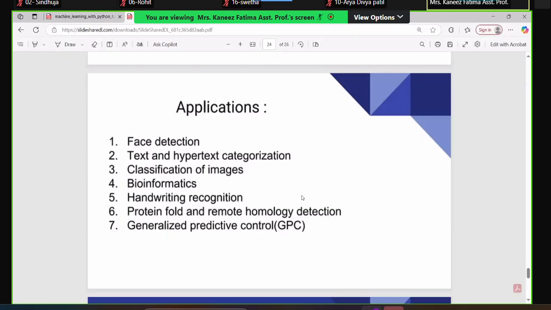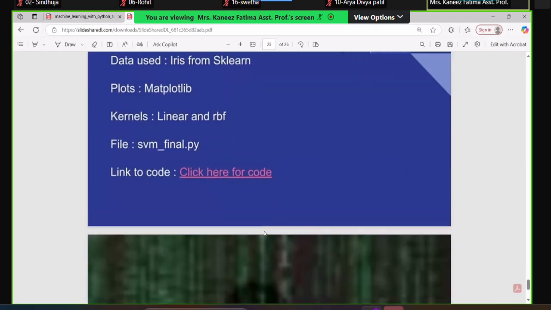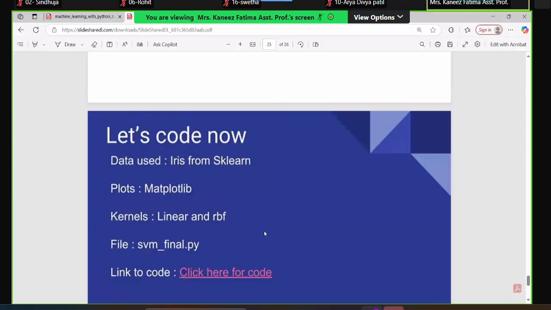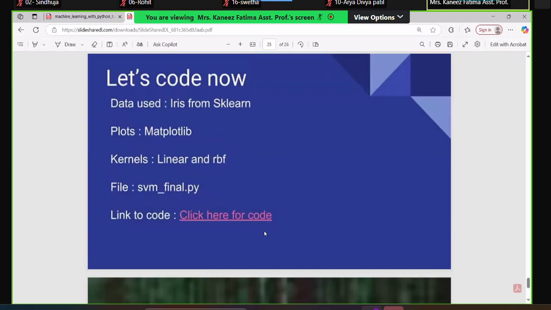So these are the applications that are being utilized in SVM: face detection, classification of images, bioinformatics, handwriting recognition, generalized predictive control. So these are the real-time applications of SVM.